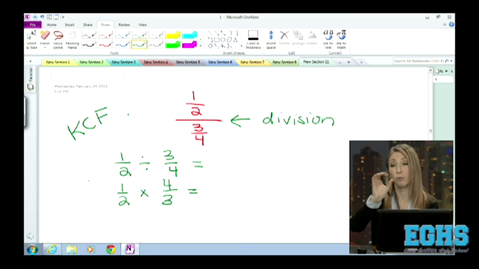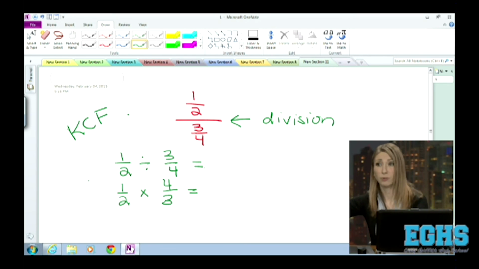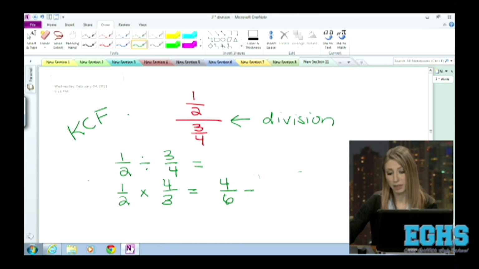And then from there, when we multiply fractions, we just go numerator times numerator, denominator times denominator. So 1 times 4 gives us the 4 numerator. 2 times 3 gives us the 6 denominator. And then, of course, we want to simplify. So this would end up giving us 2/3.